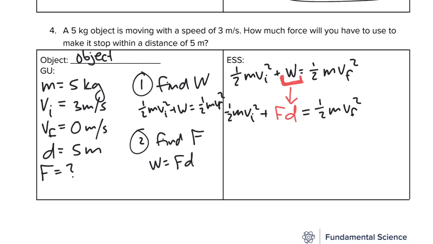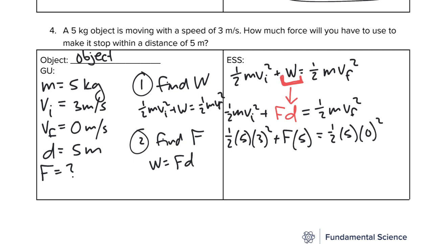And then we plug everything in. We've got 1/2 mvi squared. M is 5. Vi is 3. That's getting squared. Plus, we don't know the force. We've got a distance of 5. That equals 1/2 times 5 for the mass times 0 squared, which is going to cancel all that term out because it's not moving at the end, which means it has no kinetic energy. And then we just got to do a little bit of math from there.